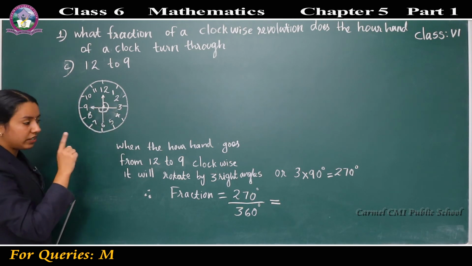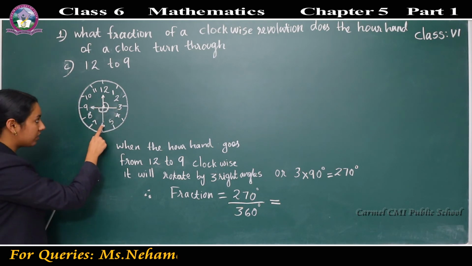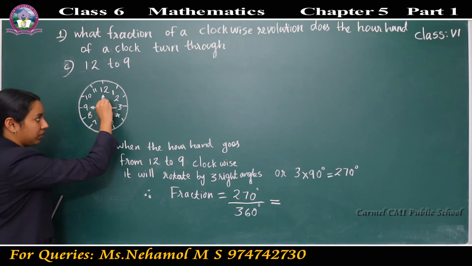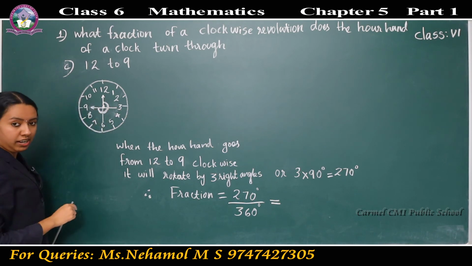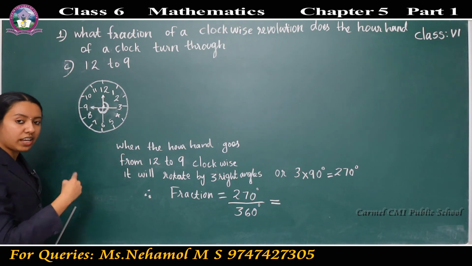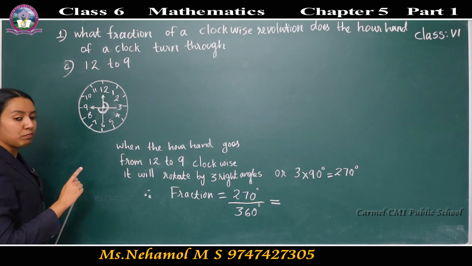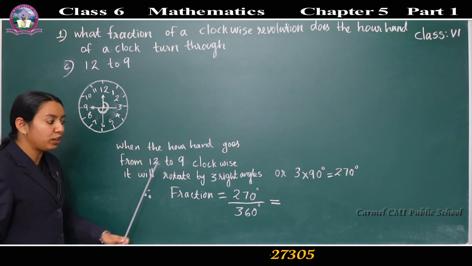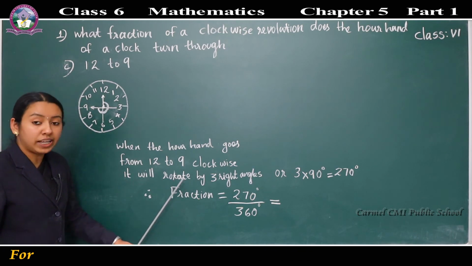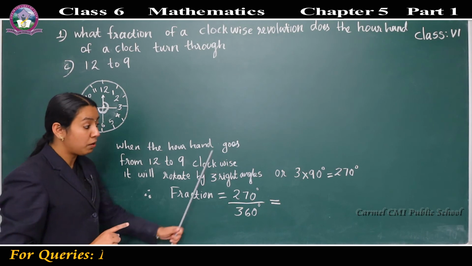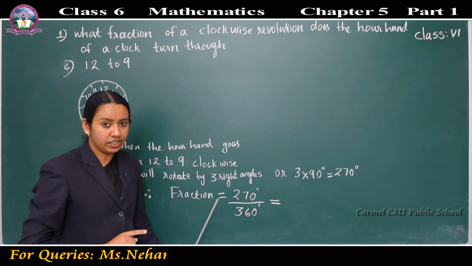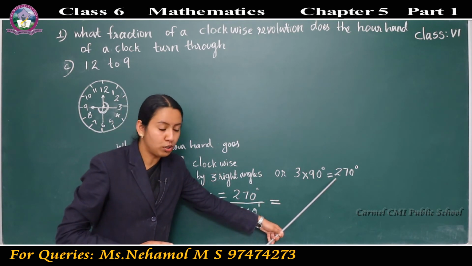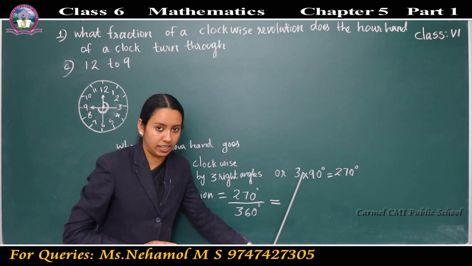From 12 to 3, one right angle. 3 to 6, one right angle. 6 to 9, one right angle. We have to find this angle, and that will be equal to 3 into 90 degrees. When the hour hand goes from 12 to 9 clockwise, it will rotate by 3 right angles, or 3 into 90 degrees. The angle formed will be 3 into 90 degrees, that is equal to 270 degrees.